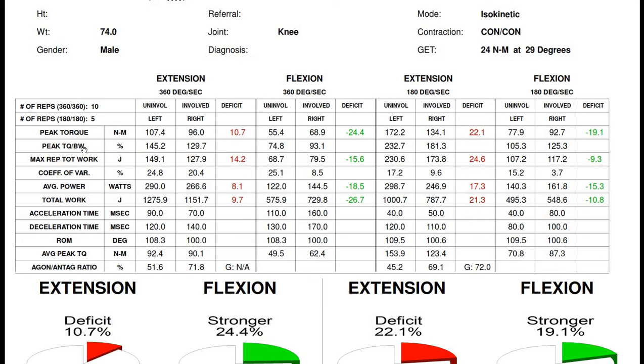Peak torque as a percentage of body weight. Well, this is okay if we have someone else to compare it to, if we have another participant, but as we don't, we're just going to skip past that.